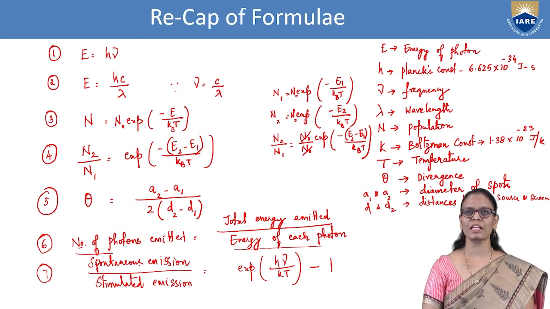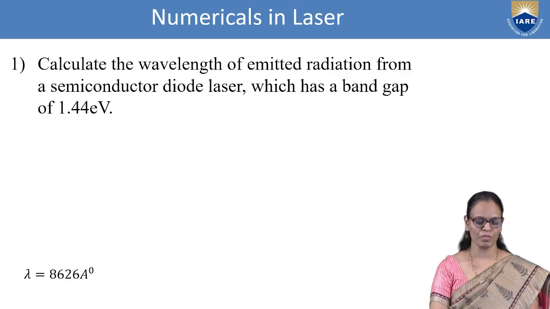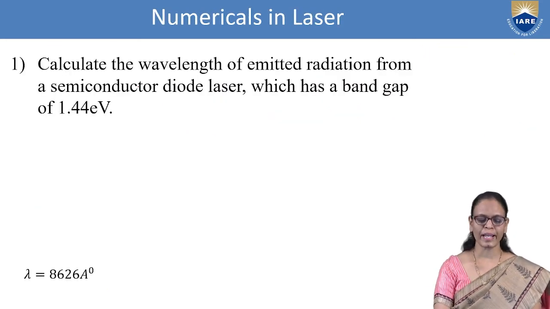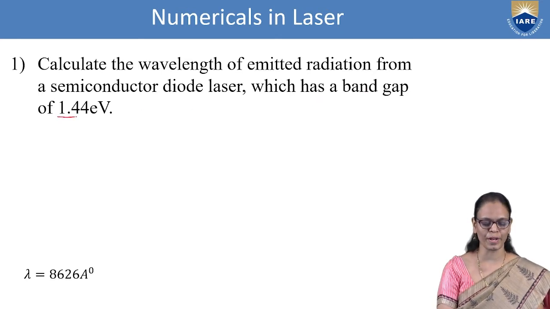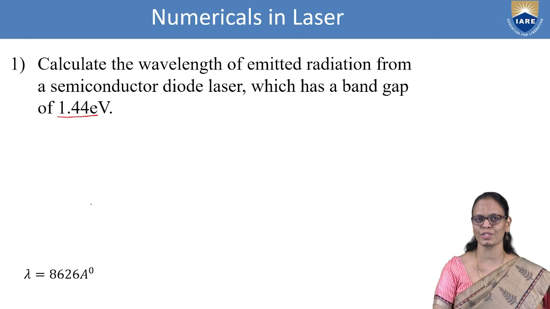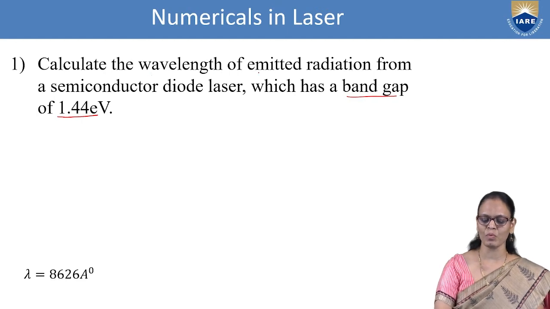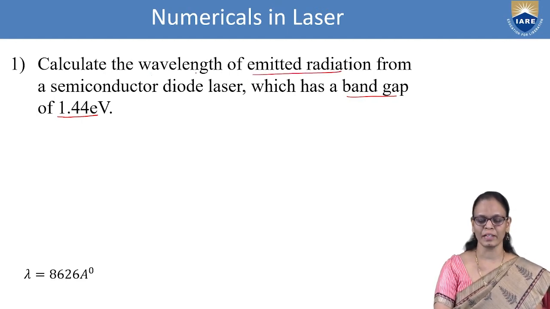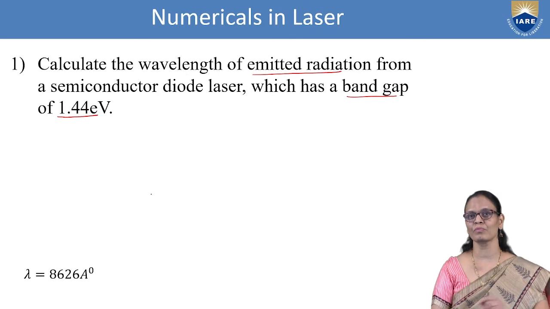So with the help of these formulae, now we'll be doing the numericals. First one, calculate the wavelength of emitted radiation from a semiconductor diode laser which has a band gap of 1.44 electron volt. So this is the first problem. So we are going to understand what a band gap is and how radiation is emitted, and then we will move on to calculate the wavelength.